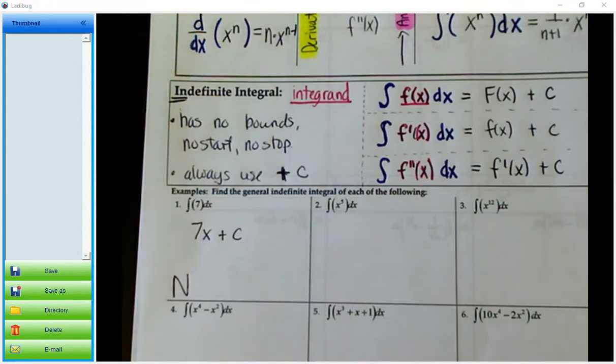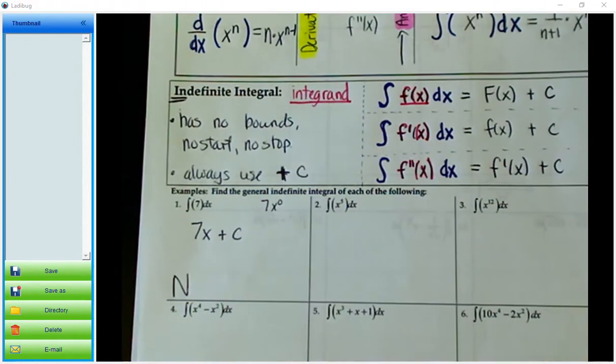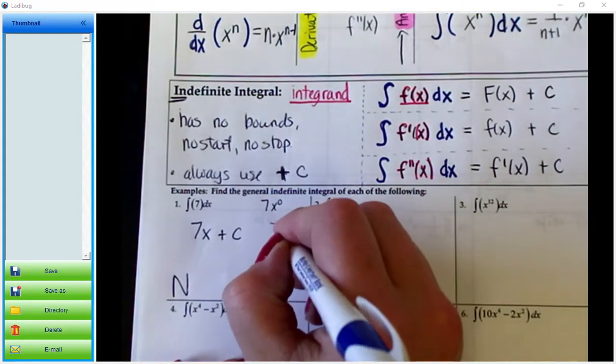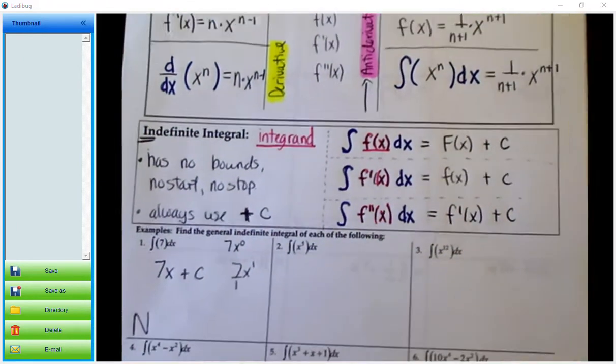I did go up. Look at my power. The variable power went up because this was 7x to the 0. And so I did go up in power. 7x to the first over 1. But I thought the integral one was supposed to go down in power. Nope. Integral goes up. Integral is antiderivative, so it goes up in power.